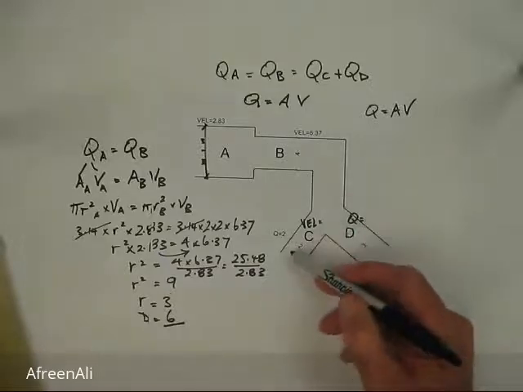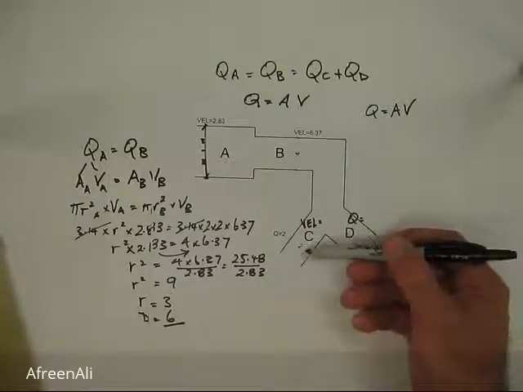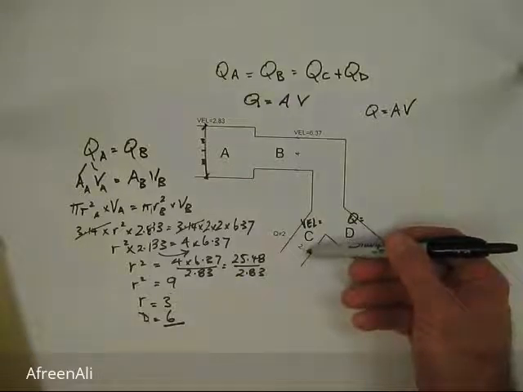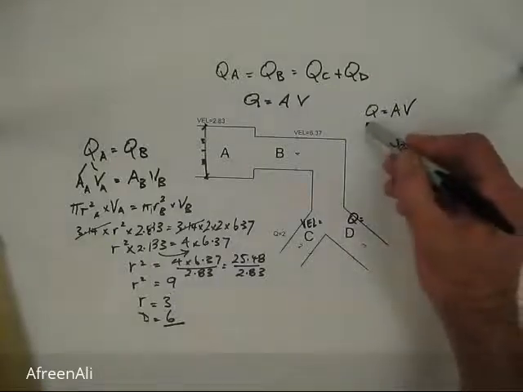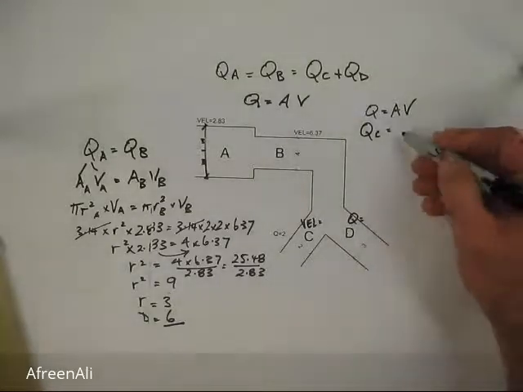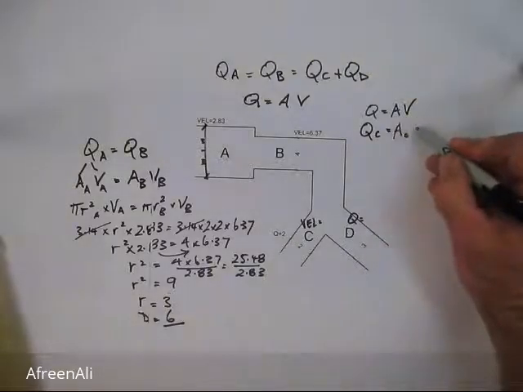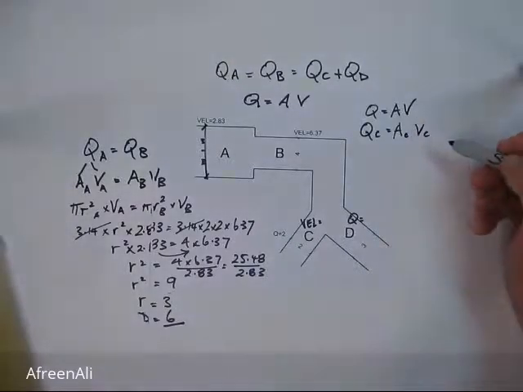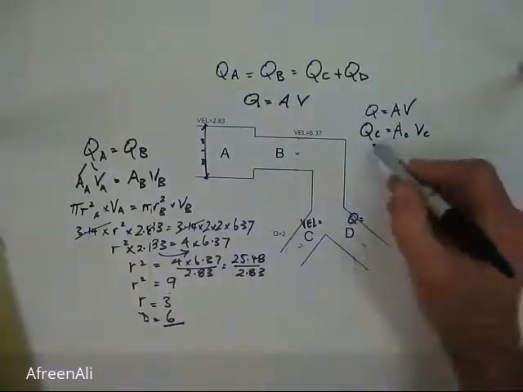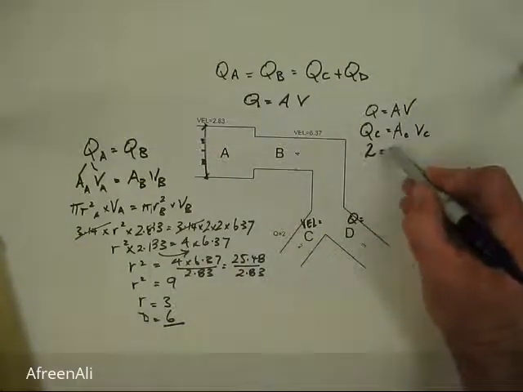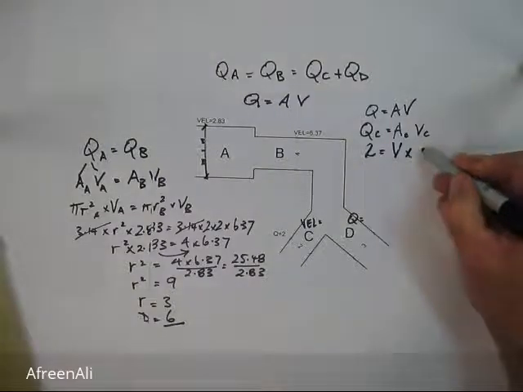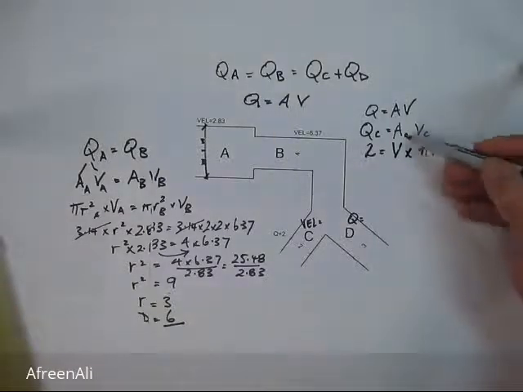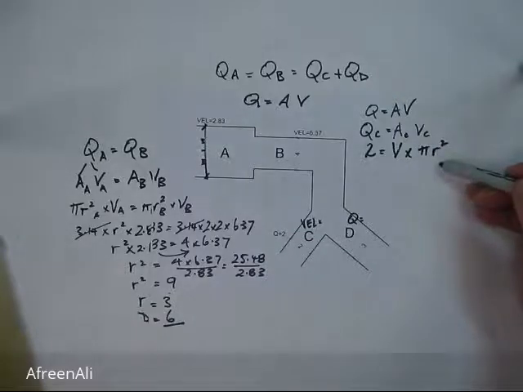We have the flow rate, we have the diameter of the pipe, but we don't have the velocity. So let's write this in this form. The flow rate at C equals the area at C times the velocity at C. We know the flow rate is 2, so we can substitute that information. We don't know the velocity, so we're going to leave that as V, and the area is pi r squared. So we're taking area and writing pi r squared instead.